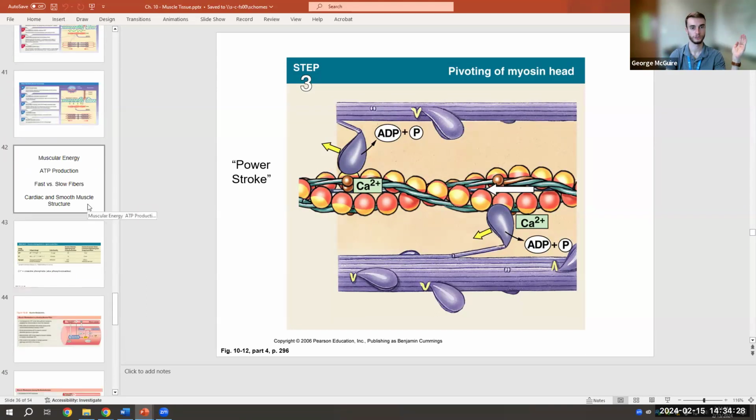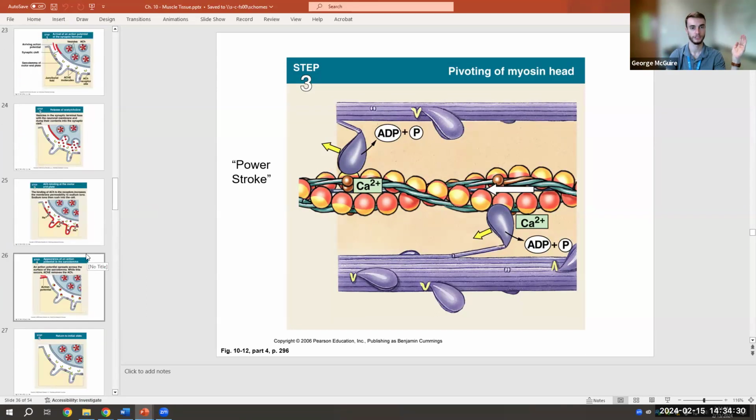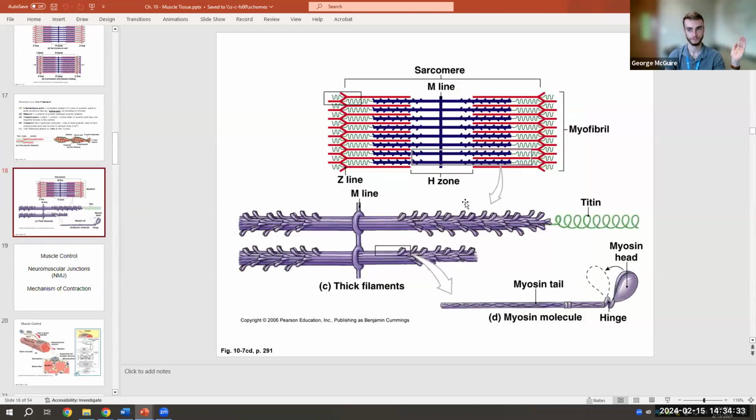sarcomeres. Where's my good image of this? Here we go. Right. We have myosin heads facing in opposite directions that are all going to pull the thin filaments towards this M line, towards the center.